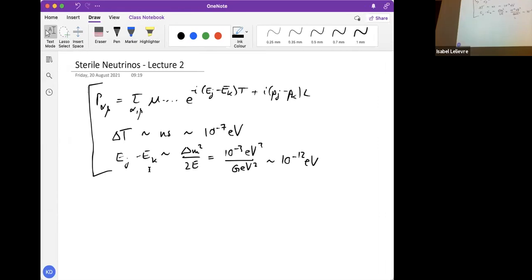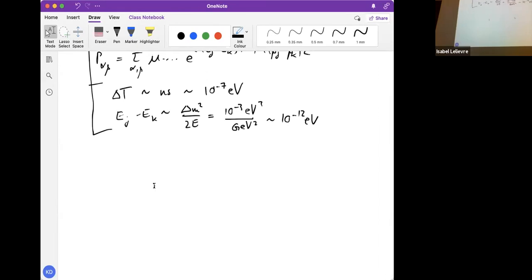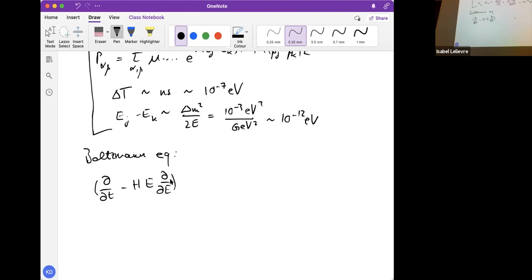Now let's come back to sterile neutrino production in the early universe. We had considered the Boltzmann equation, which looks like this: d over dt minus H times E times d over dE of the sterile neutrino phase-space distribution. And we took that phase-space distribution to depend only on energy and time by invoking the isotropy and homogeneity of the universe.